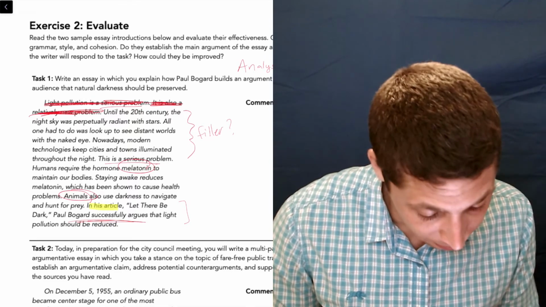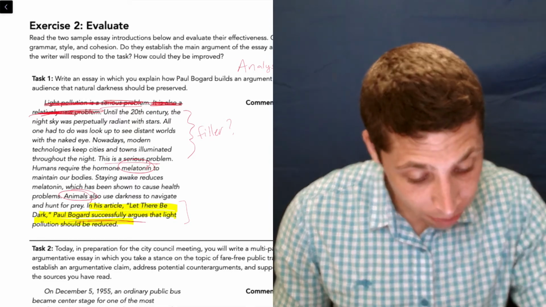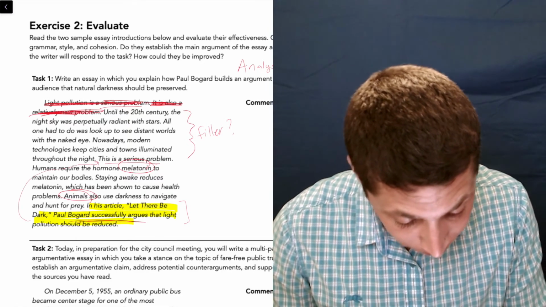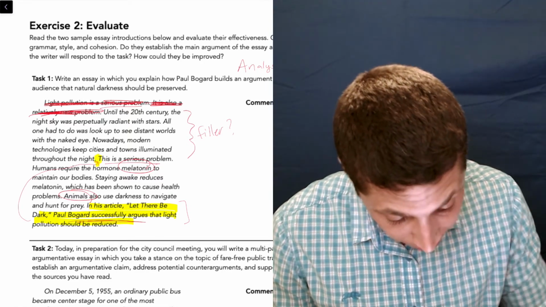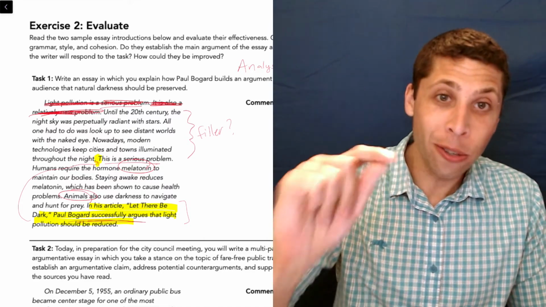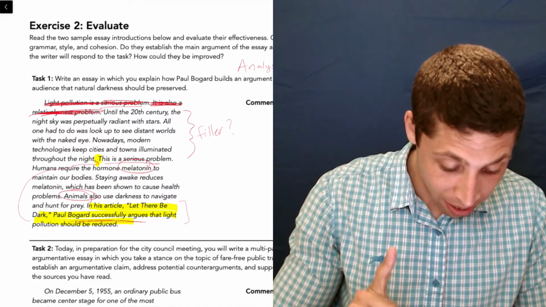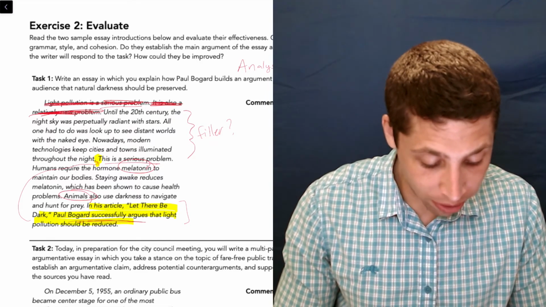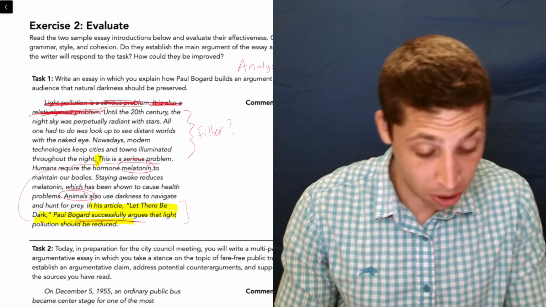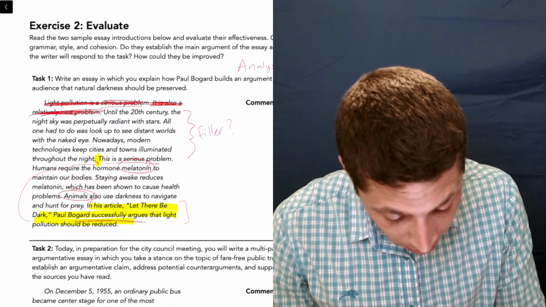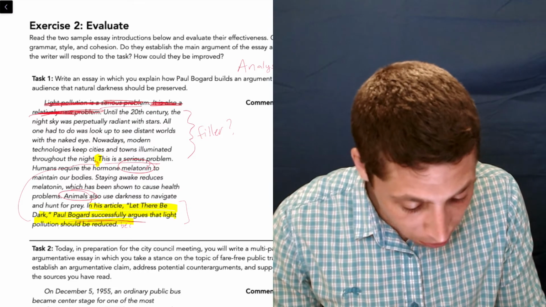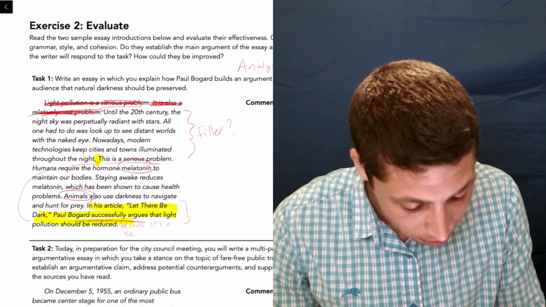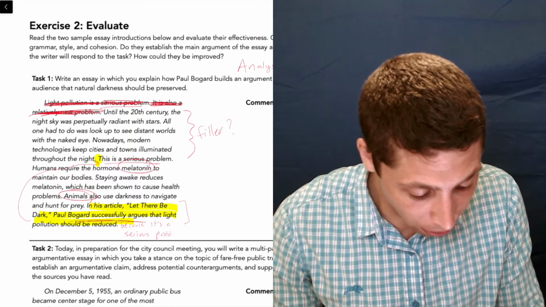Then, let's highlight this. I would take this piece and put it kind of right in here. Right here. I don't care that you think it's a serious problem. You could say, in his article, Let There Be Dark, Paul Bogaard successfully argues that light pollution should be reduced. And we could even add that part. Light pollution should be reduced because it's a serious problem. This is okay. We can do this.